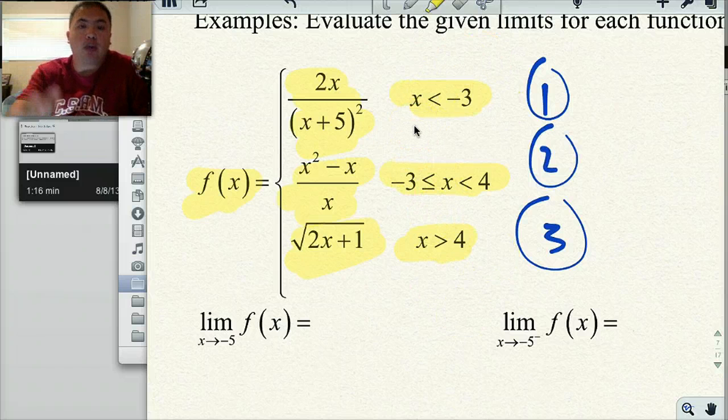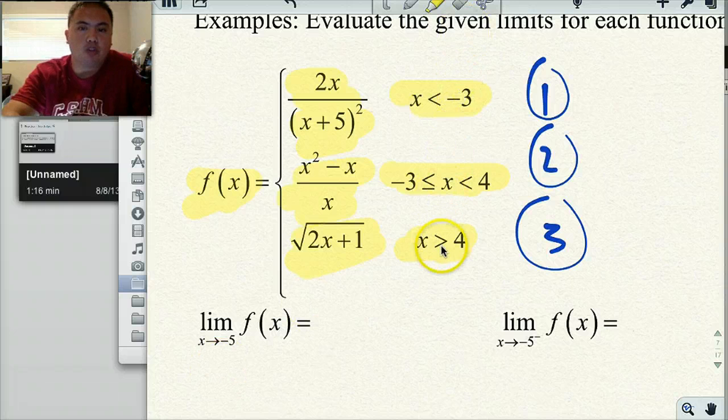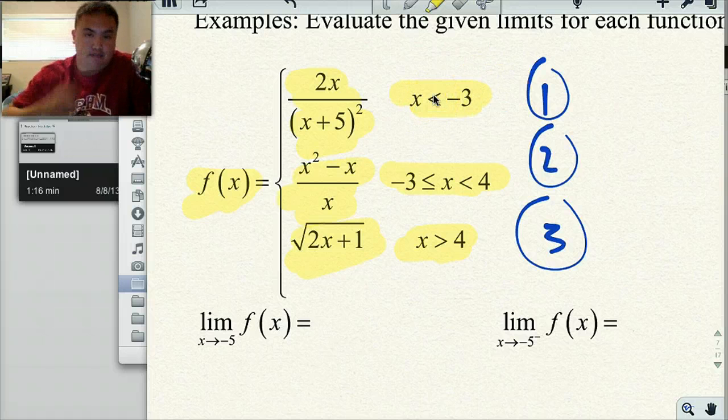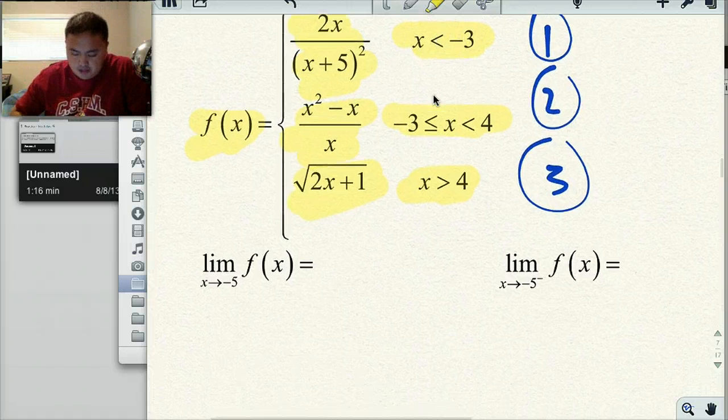So really what I do when I do limits is find out which interval I am using it in. So this is the first example. It says as x goes to negative 5. So looking at 1, 2, or 3, do you see negative 5 has to fit into one of these? Negative 5 does not belong here, nor does negative 5 belong here. Negative 5 belongs here. If I have a possibility where negative 5 is just inside here, all I have to do is plug it in. So I'm going to plug in negative 5.